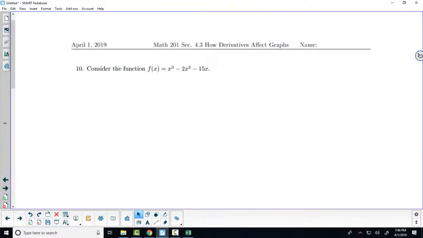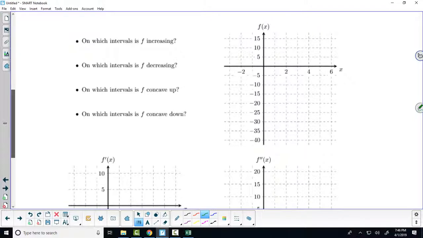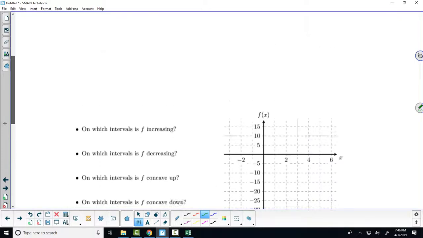Okay, folks, let's pick it up. In this problem, we're going to simply answer the question first, but then I want to preview a little bit, because next time we're going to get into graphing some complicated functions. We're given a function here, f of x is equal to x cubed minus 2x squared minus 15x, and we're asked, where is it increasing, where is it decreasing, where is it concave up, where is it concave down? Let's go ahead and answer those questions.